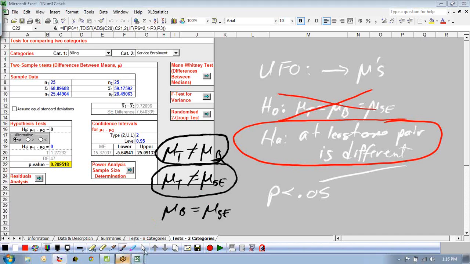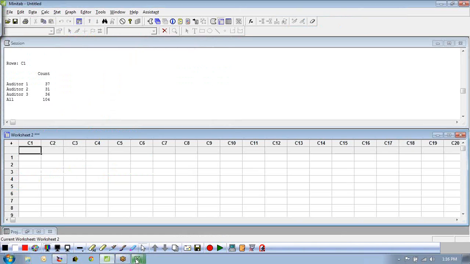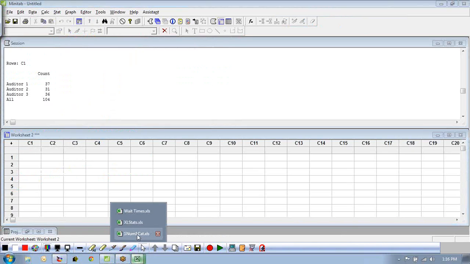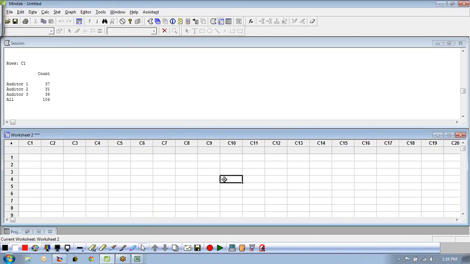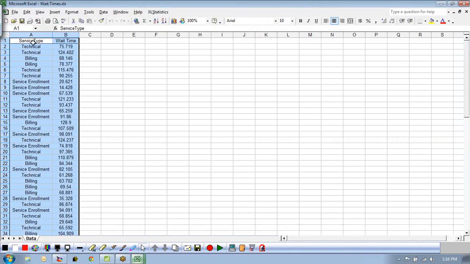That's Excel stats. Let me show you how to do that in Minitab. Minitab's a little bit more complex, but as you'll see, I mentioned that if you were going to test variances, which we'll do in just a moment, Minitab is the only way to go. Excel stats doesn't do it. Minitab does. All right, so let's go ahead and get the data into Minitab, and I'll show you how to do this in Minitab.